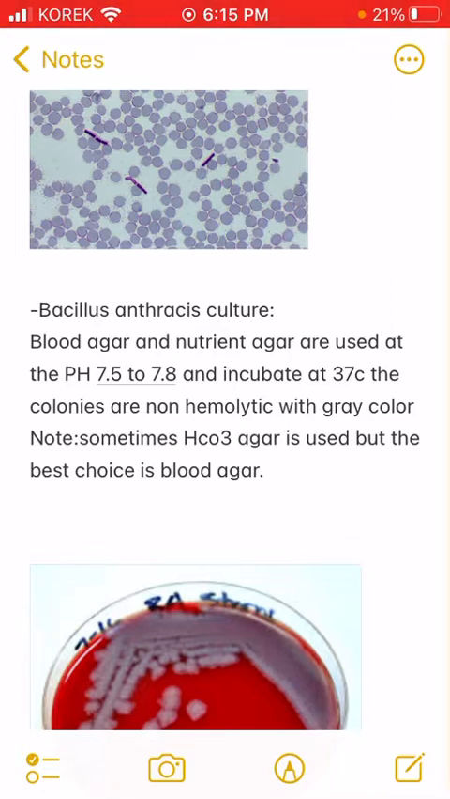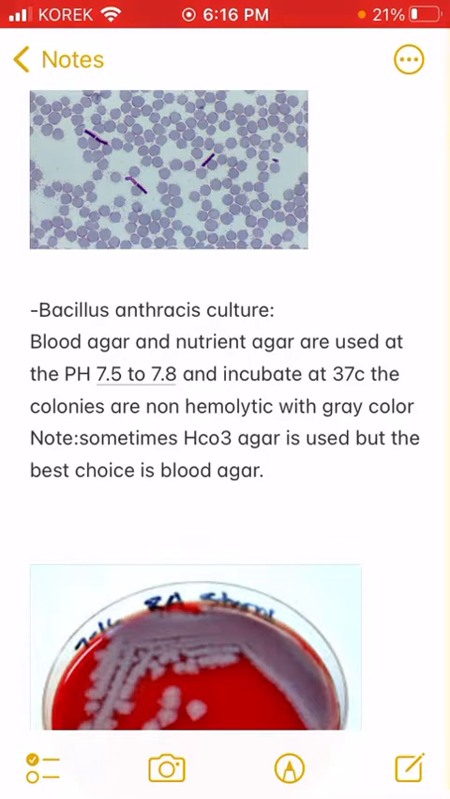How is the culture done? For Bacillus anthracis culture, blood agar and nutrient agar are used at a pH of 7.5 to 7.8, and incubated at a temperature of 37 Celsius, as with other bacteria. After growth, it takes about 5 to 12 days, in rare cases 2 days, for colonies to grow. When they grow, the colonies are non-hemolytic and gray in color.